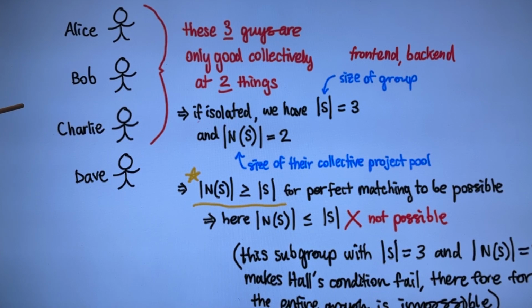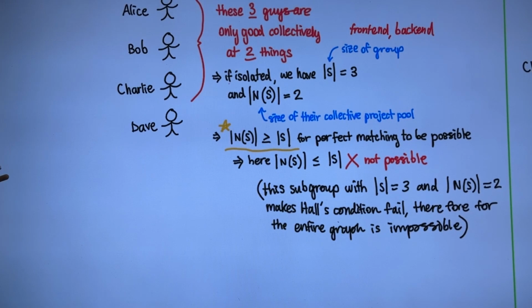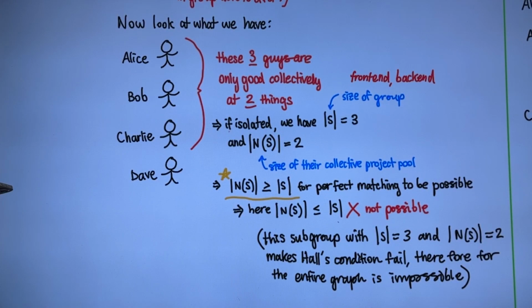So the rule of thumb is, if you pull out a smaller group of your large set to look at and it fails Hall's condition, then your whole larger group also fails Hall's condition. Therefore, for the entire group of 4, because of this smaller group of 3 not meeting the requirements, finding a perfect matching for the entire graph is impossible. Okay, so that's an example of what it looks like when you cannot have a perfect matching.